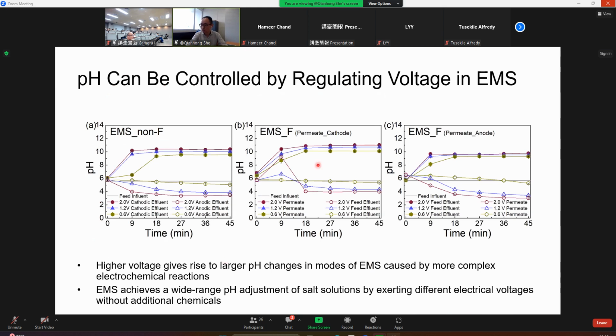And we also tested the pH change under different voltages. When we increase the voltage, the pH change becomes more significant. And this suggests that we can manipulate the voltage to adjust the pH to our desired level.